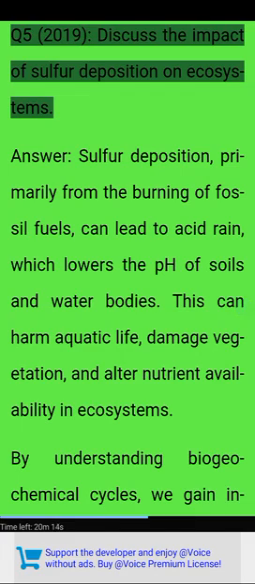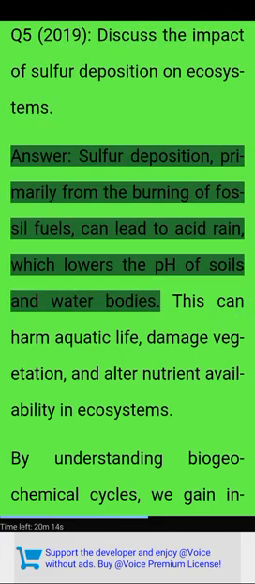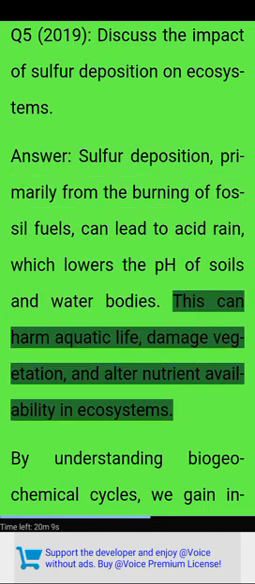Q5, 2019. Discuss the impact of sulfur deposition on ecosystems. Answer. Sulfur deposition, primarily from the burning of fossil fuels, can lead to acid rain, which lowers the pH of soils and water bodies. This can harm aquatic life, damage vegetation, and alter nutrient availability in ecosystems.